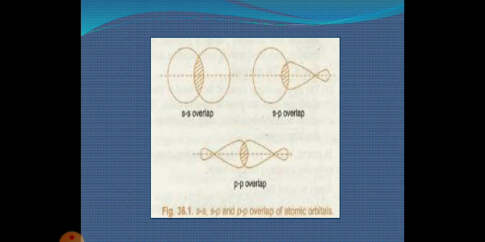Now students, this is the overlap which we have already seen in our previous slide. ss overlap takes place along the axis, and sp overlap you can see in the second picture, and the third picture I have already explained in the previous slide. This type of overlapping takes place along the axis. In the formation of pp overlap, px px, py py and pz pz, only one possibility is present where the overlap takes place along the axis and there is a formation of a sigma bond. So these are the different cases in which a sigma bond is formed.